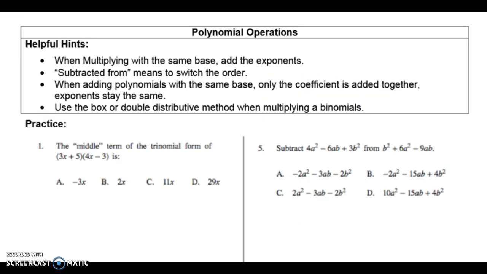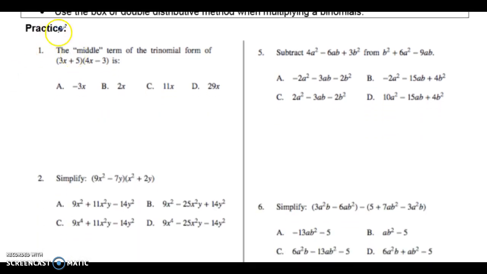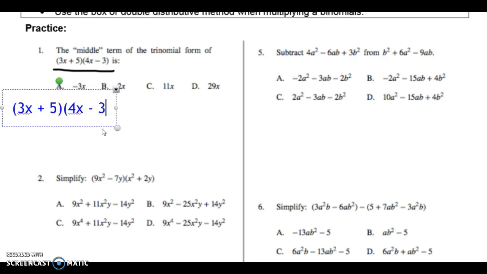Let's start with polynomial operations for the review. Let's look at the first practice question. It tells us the middle term of the trinomial form of this. Well, this is a multiplication problem. We know we're going to be using our double distributive property. So I'm going to write out the two binomials. We got 3x plus 5 times 4x minus 3.